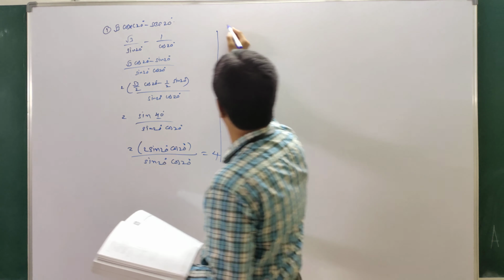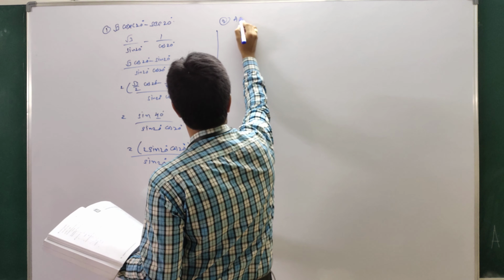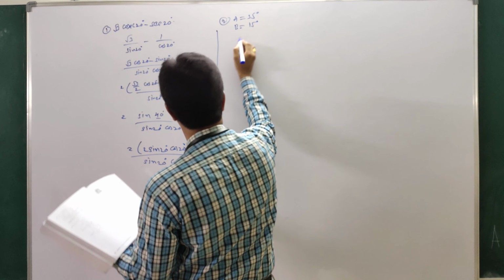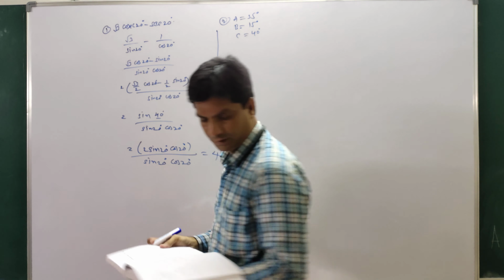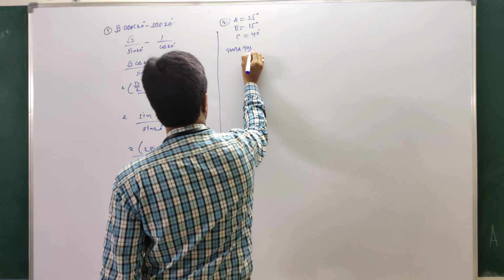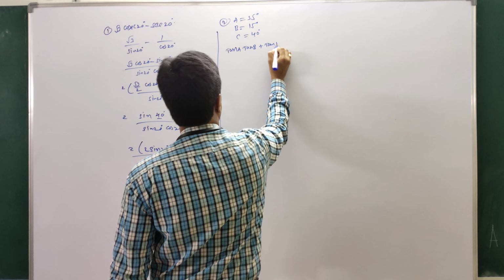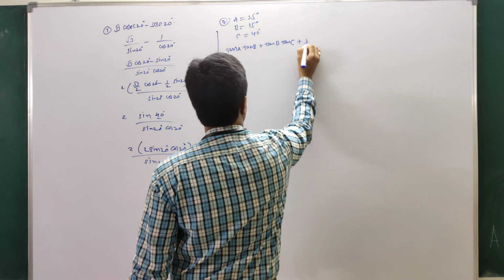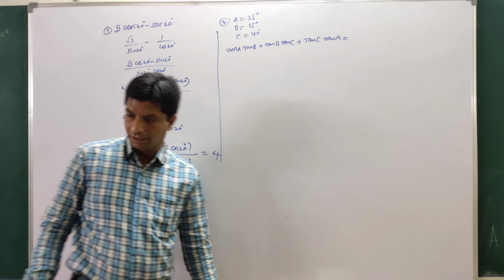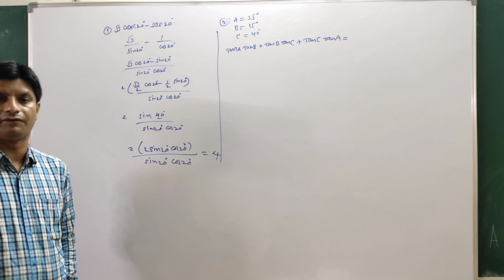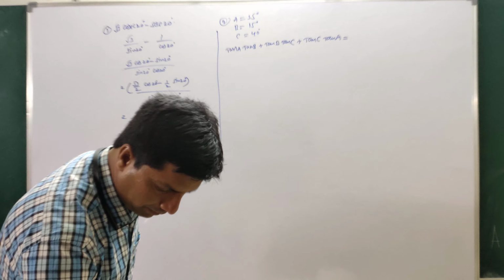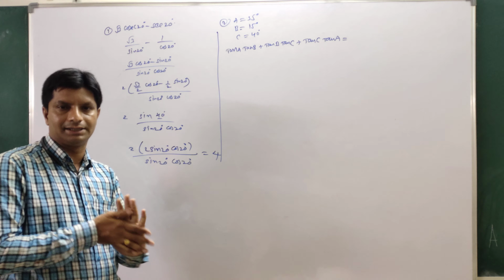Second problem. A equal to 35 degrees, B equal to 15 degrees, C equal to 40 degrees. Then we have to find the value of tan A tan B plus tan B tan C plus tan C tan A. How can you find? A equal to 35 degrees, B equal to 15 degrees, C equal to 40 degrees. Then we have to find the value of tan A into tan B plus tan B into tan C plus tan C into tan A.